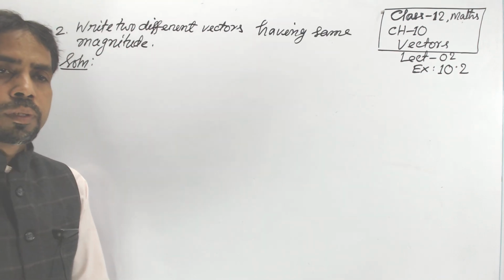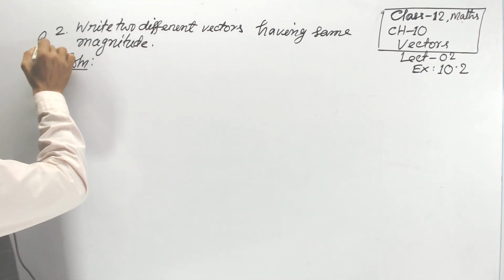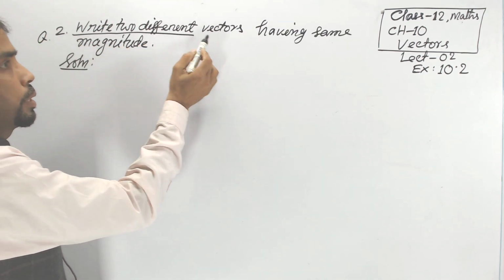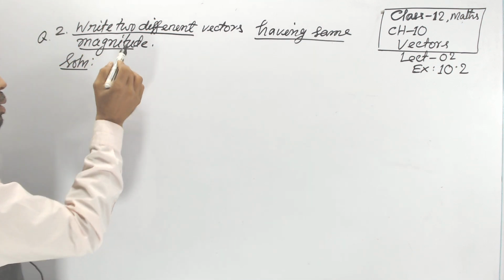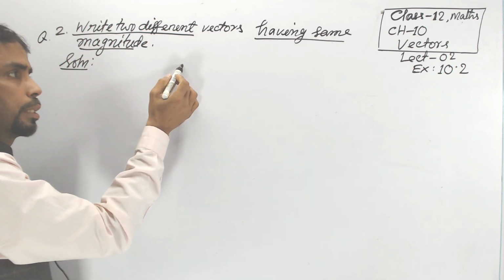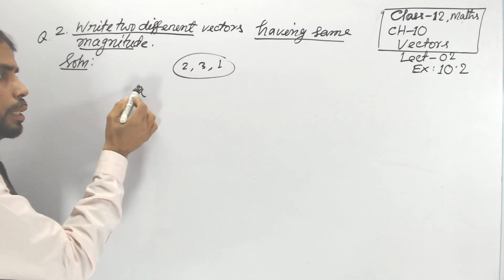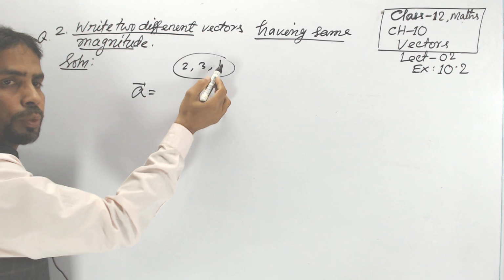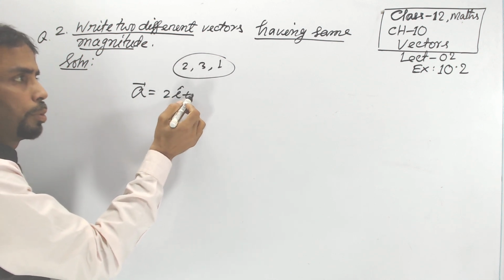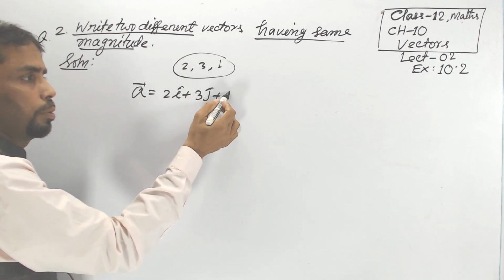Then the next is question number 2. The question is, write two different vectors having the same magnitude. I'll take any three numbers, say 2, 3 and 1. And I'll write a vector A with the coefficients of i, j, k having these numbers, say 2i cap, 3j cap and 1k cap.